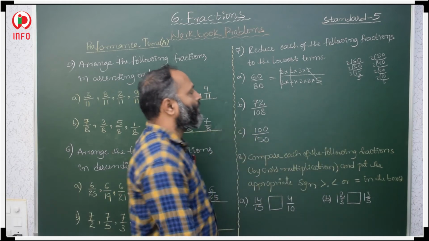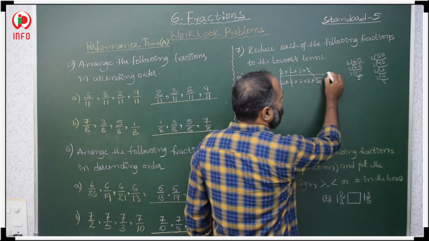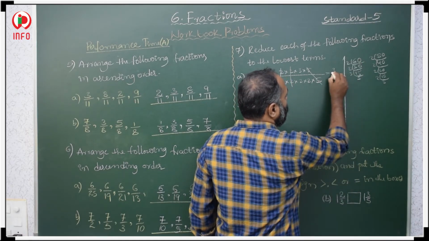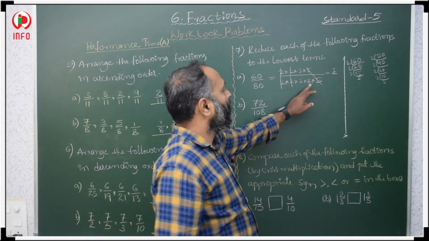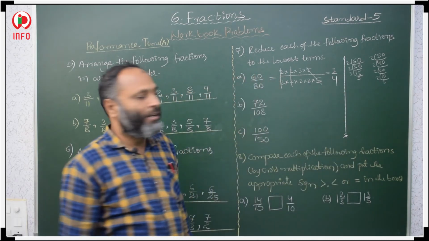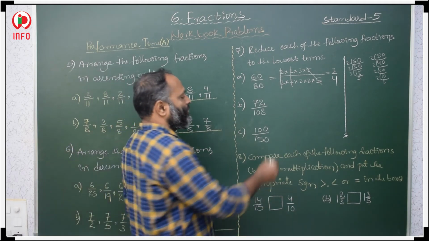1 2, 1 2 and 1 5 get cancelled. Then what is left in the numerator? 3. By 2 to the 4, that is 3 by 4. 3 by 4 is the answer in lowest terms.